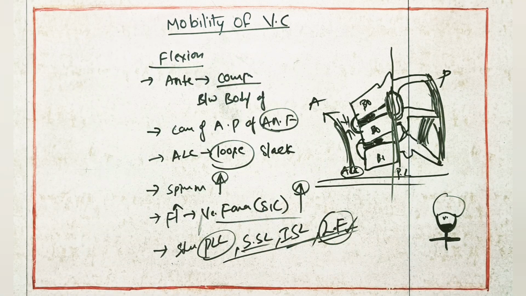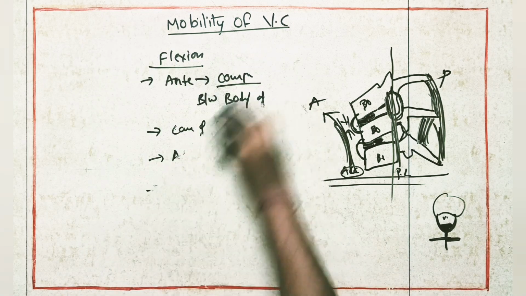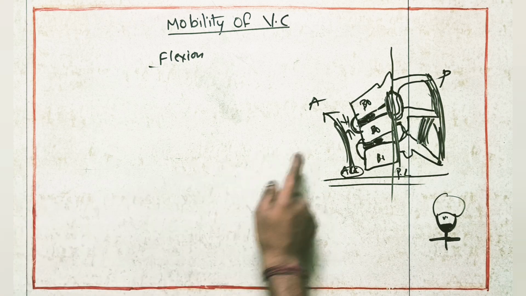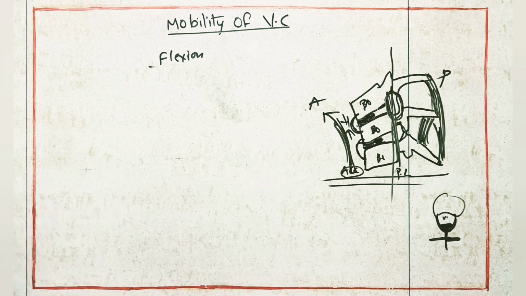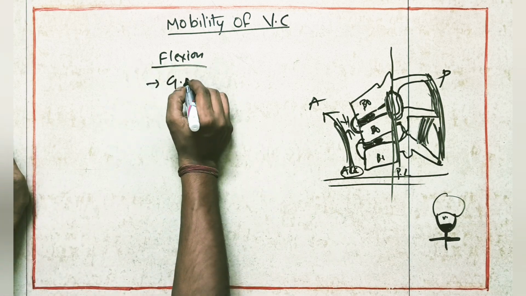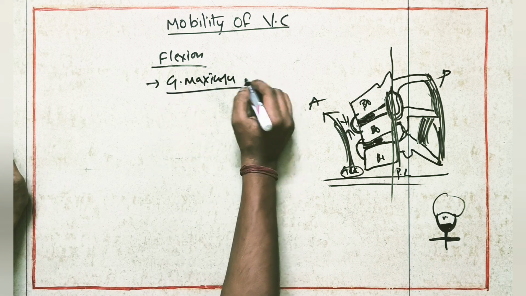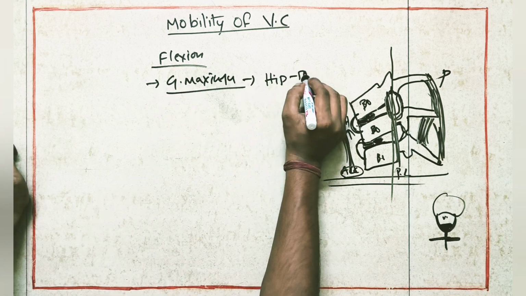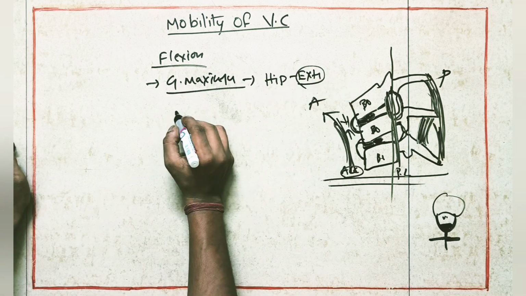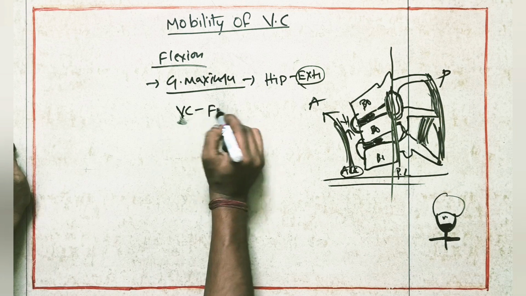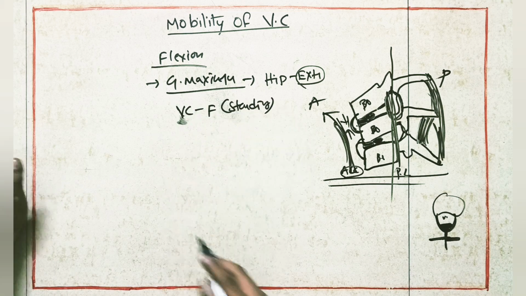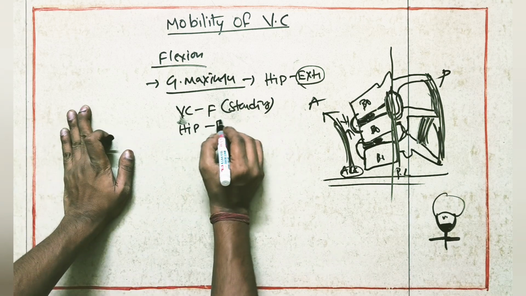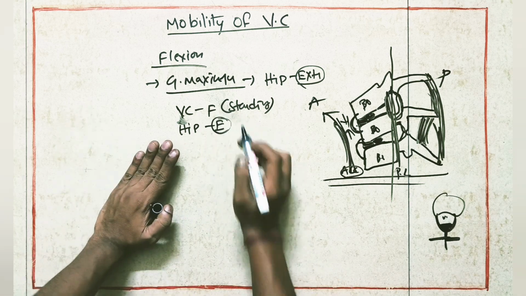At the same time, there are some special points. When the patient is doing this flexion movement, the Gmax, gluteus maximus. What is the action of gluteus maximus? Hip joint extension. So understand, if the patient is doing vertebral column flexion in standing position, automatically the hip joint will go for extension.